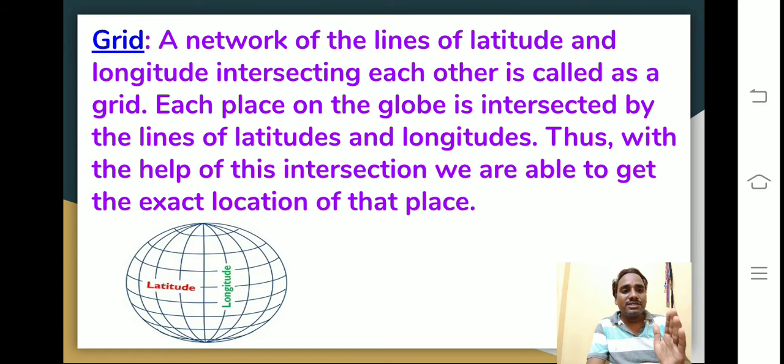Now let us see what a grid is. A network of the lines of latitudes and longitudes intersecting, crossing each other, is called a grid. Each place on the globe is intersected by the lines of latitudes and longitudes. Thus, with the help of this intersection, we are able to get the exact location of that place, that is, the latitudinal extent and longitudinal extent of that particular place.